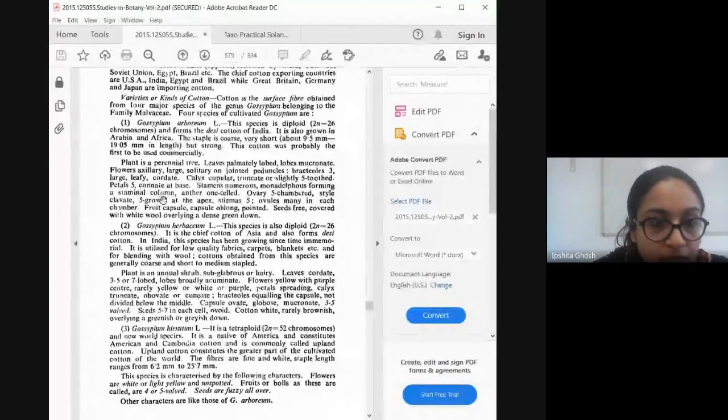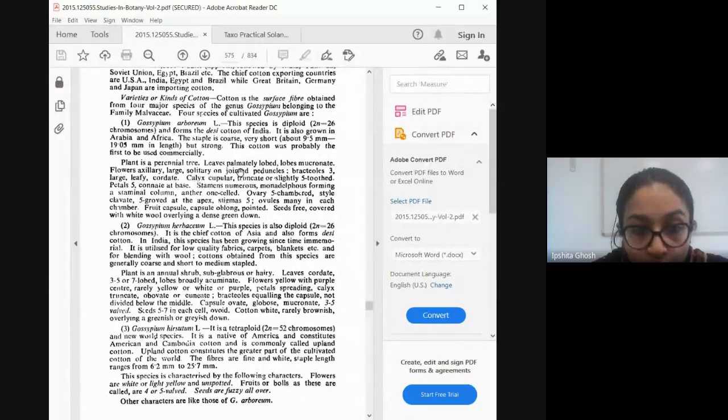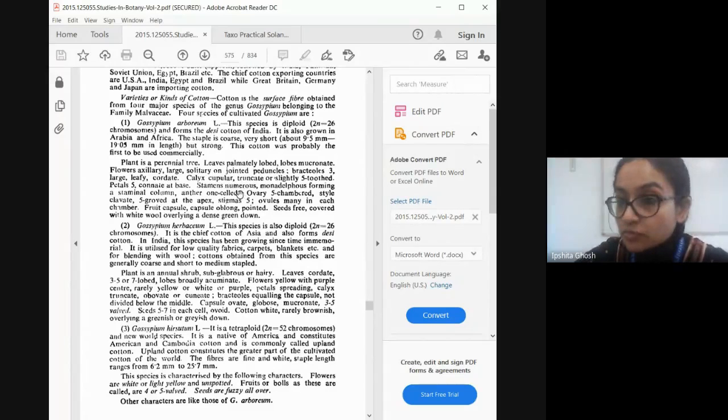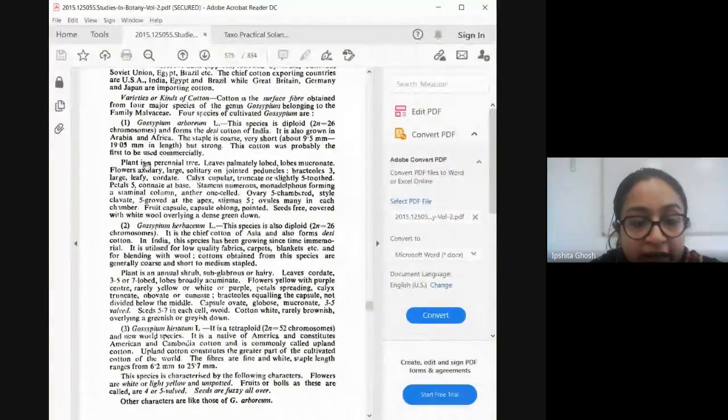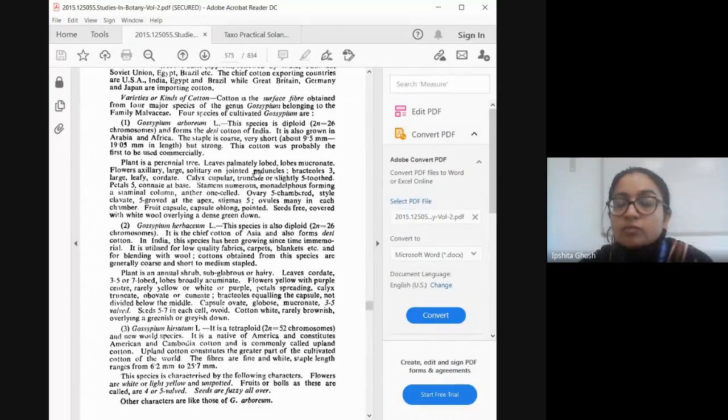Okay. So it's definitely about the morphological features. It's a perennial tree. Leaves are palmately lobed. Write it down in points so that it's easier for you to remember. But if you want me to provide you that, I will also do the same. Flowers are axillary, large, solitary. What I suggest is you read the morphological characters, make points of it, and try to remember 10 points.